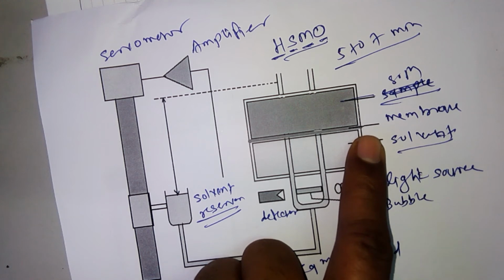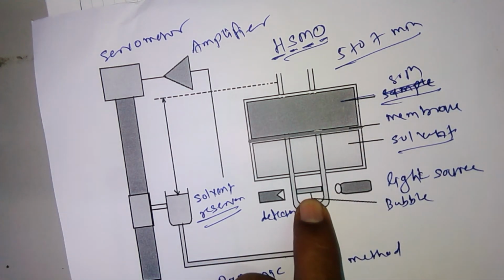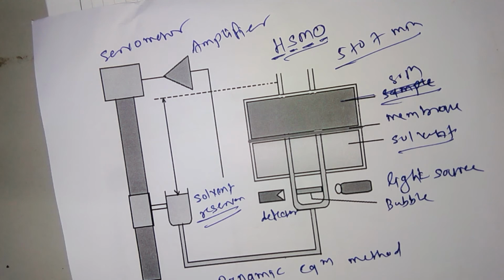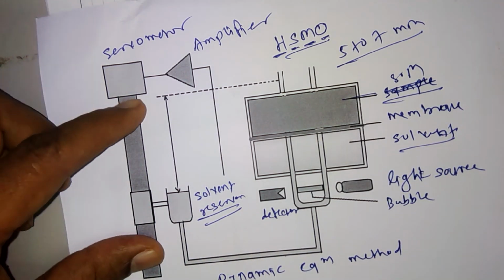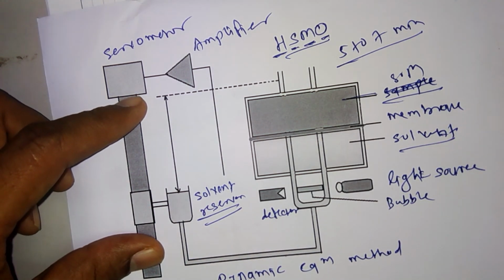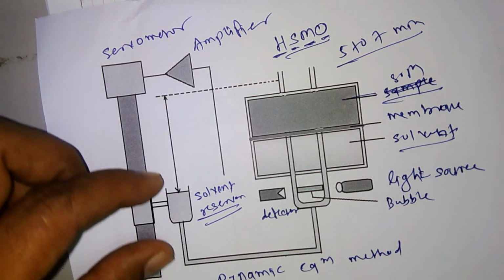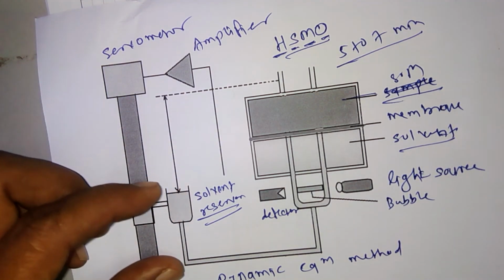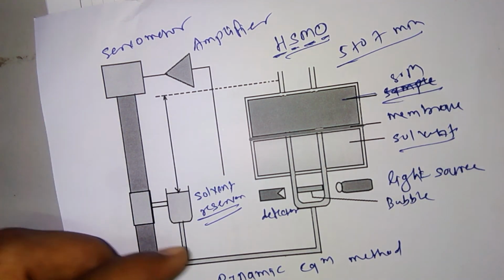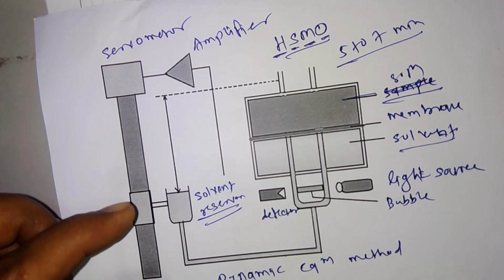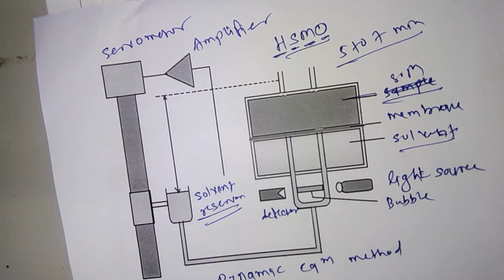The movement of an air bubble inside the capillary indicates the solvent flow to the solution. Such movement of the air bubble is detected by this photocell. The servo mechanism is this one. The servo mechanism is used to move the solvent reservoir, this is the solvent reservoir, in an upward or downward direction, and also adjusts the hydrostatic pressure such that the solvent flow is totally stopped.